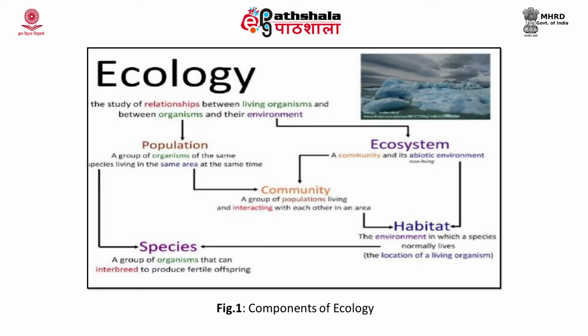Figure 1 also shows the components of ecology, where ecology is divided into population and ecosystem. A group of populations forms the community, communities interact in an ecosystem, community and species together form the population, species stay in a habitat, and this habitat is a part of an ecosystem.